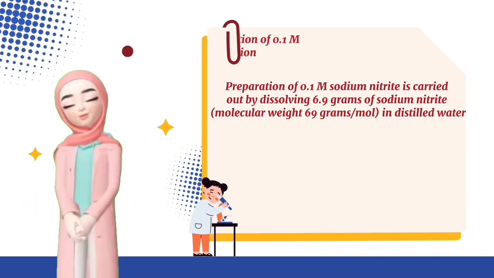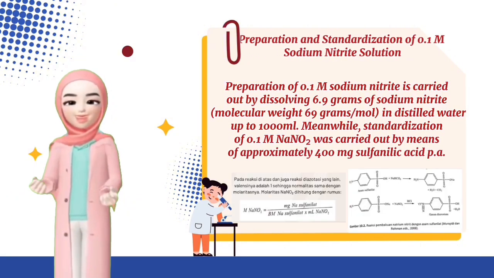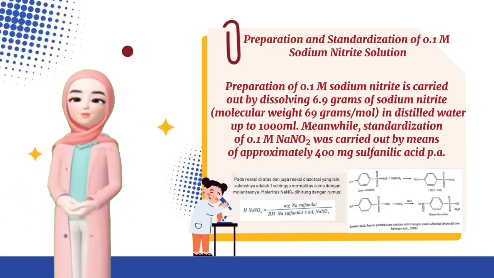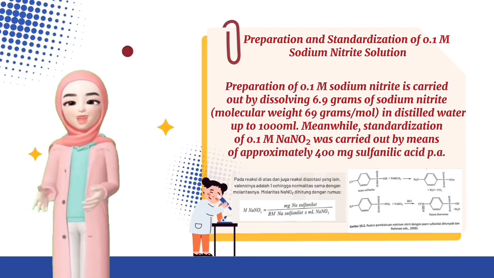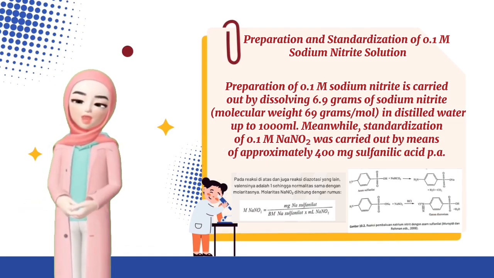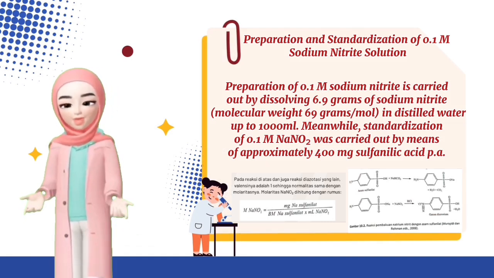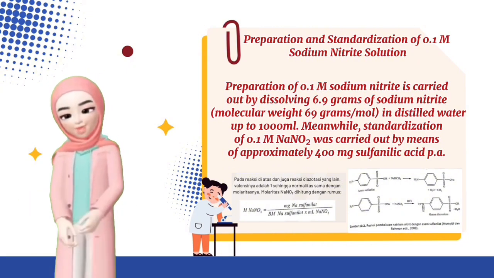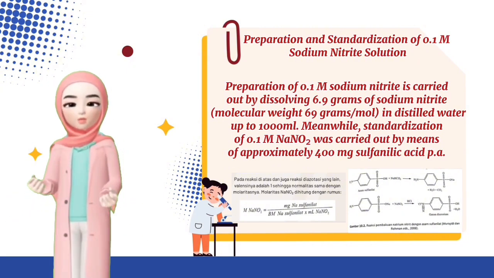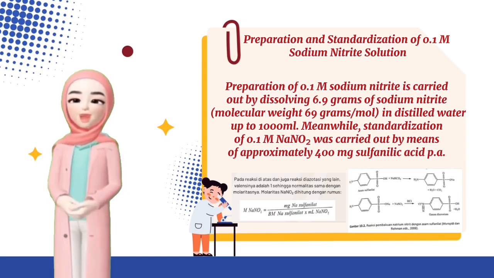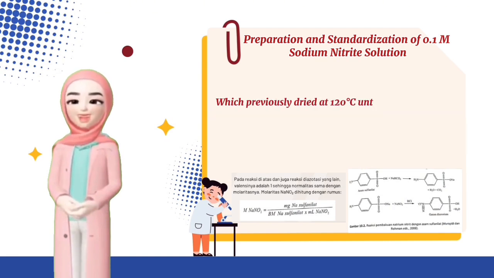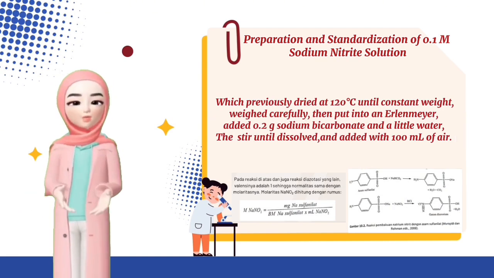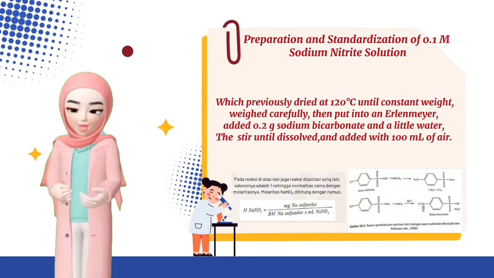Preparation of 0.1 M sodium nitrite is carried out by dissolving 6.9 grams of sodium nitrite, molecular weight 69 grams per mole, in distilled water up to 1,000 milliliters. Meanwhile, standardization of 0.1 M NaNO2 is carried out using approximately 400 milligrams of sulfanilic acid PA, previously dried at 120 degrees Celsius until constant weight.